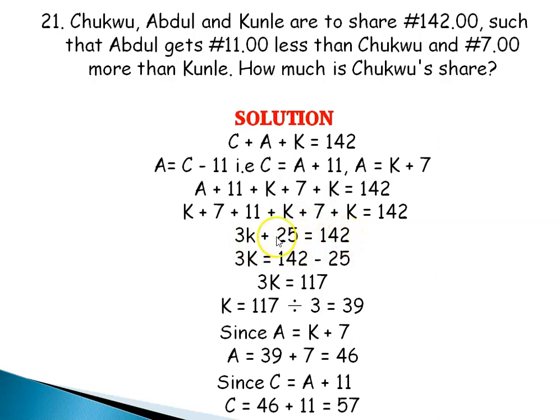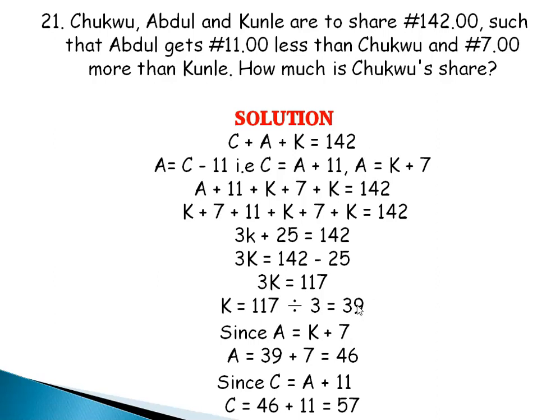Then I'll bring my 25 to this side. It becomes a negative 25. 3K is equals to 142 minus 25. Is that okay? Good. 3K is equals to 117. Divide both sides by 3. 3K divided by 3, I'll be left with K. 117 divided by 3, 39. So I've gotten the value of K.